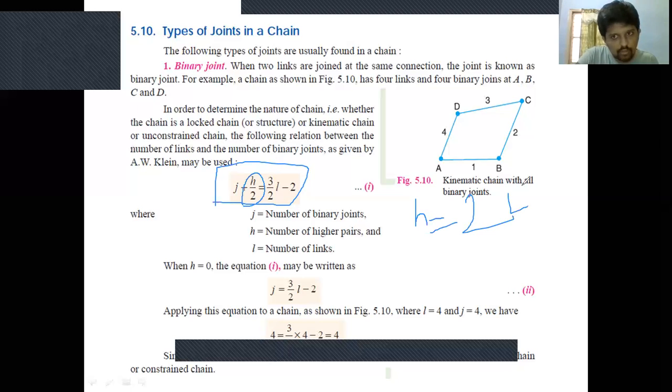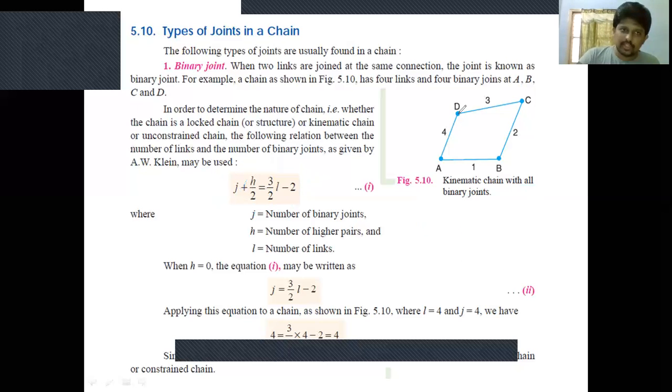So if you want to count lower pairs, how can you write that? It is h by 2. That is what you have. The remaining formula is the same: J is equal to 3 by 2 L minus 2. This h by 2 is only for the higher pair. If you don't want to consider the higher pair, you need to drop that h by 2. Okay, we'll see what this binary joint is.